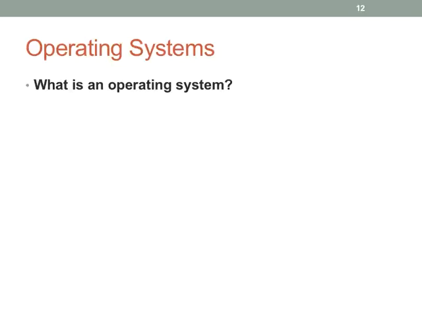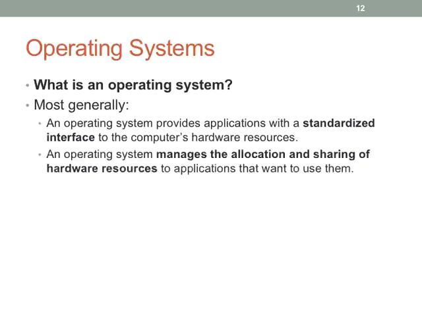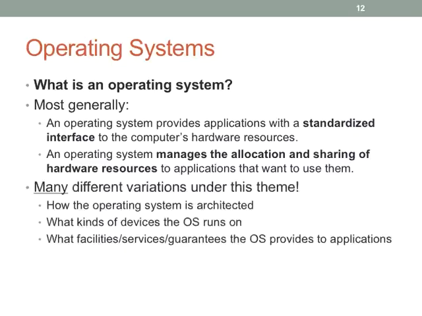Great answers, guys. Most generally, an operating system provides applications with a standardized interface to the computer's hardware resources. We'll talk about why you need a standardized interface, but it's just the reality that there are all kinds of disparate pieces of hardware involved. The other part is that the operating system manages the allocation and sharing of hardware resources among applications that want to use them. This is the governing side of things: the operating system has to control who's allowed to access what and when.